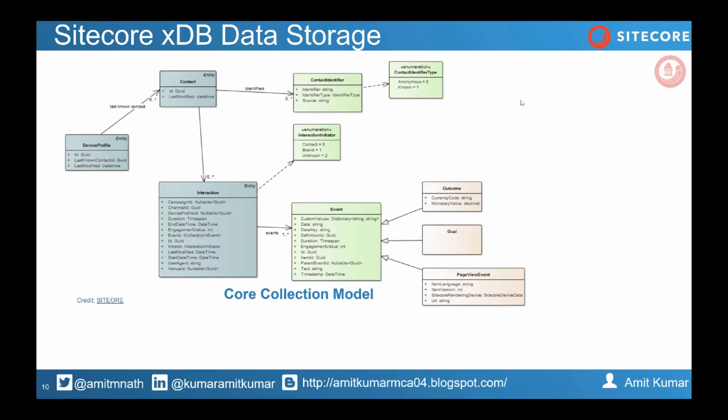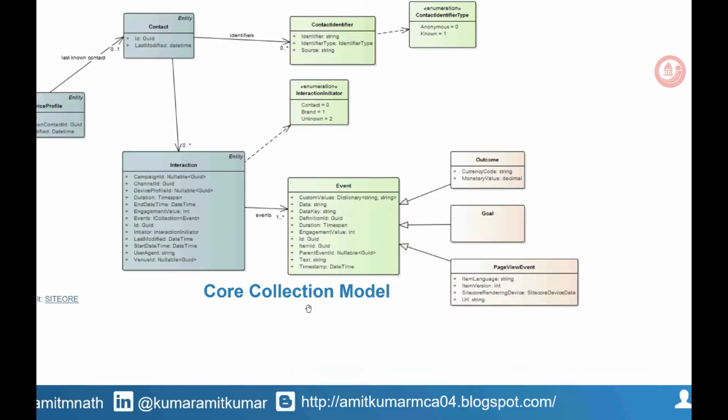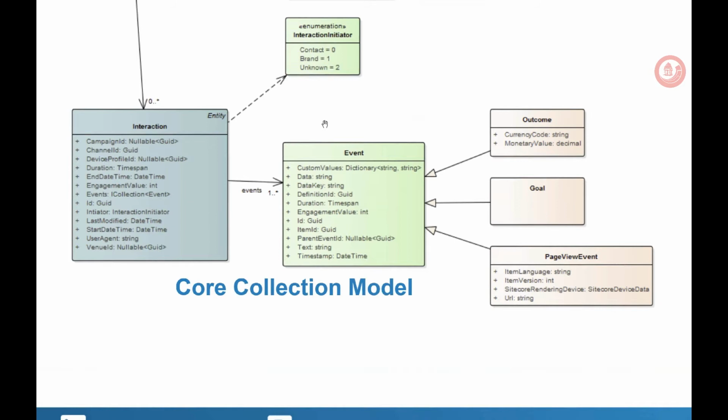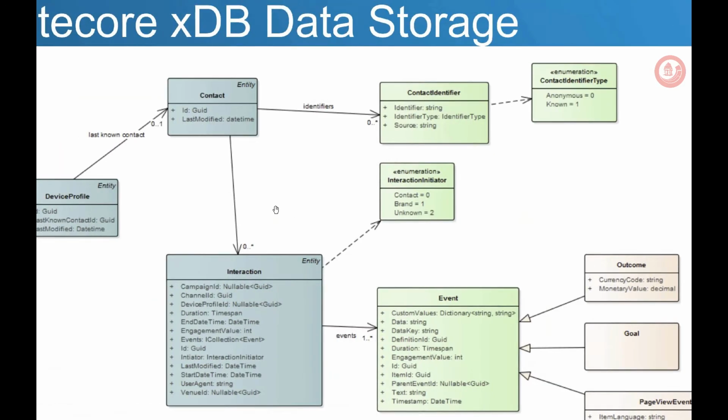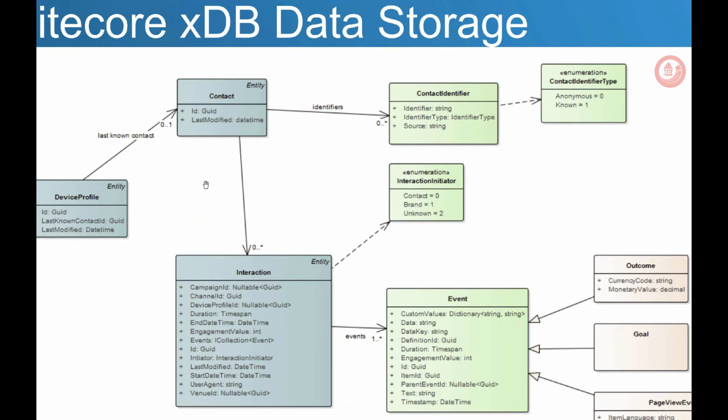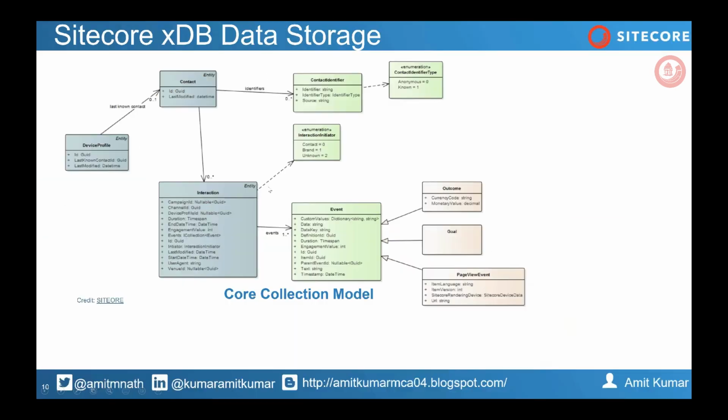And whenever you need to access the data from Sitecore, from XConnect, this is the core collection model. Here you are seeing that contact is the main entity. From the contact, you can only make a query on an ID and the last modified date. It is also being used in the interaction database. These are the C# POCO classes, which can be utilized while you are writing code with respect to XConnect.